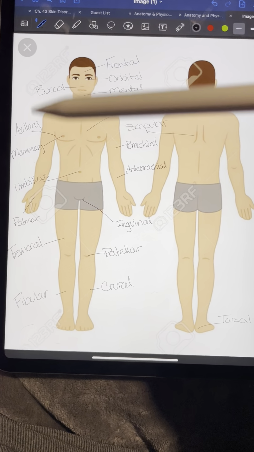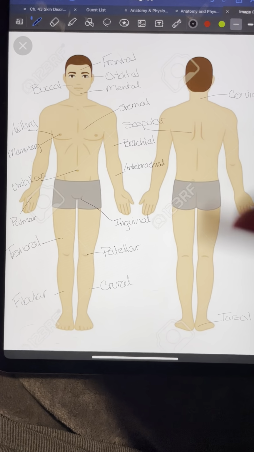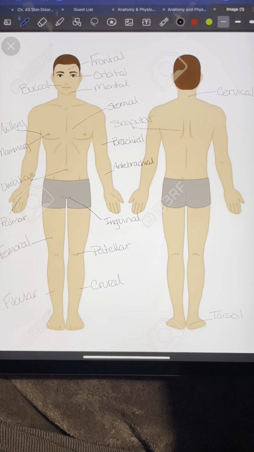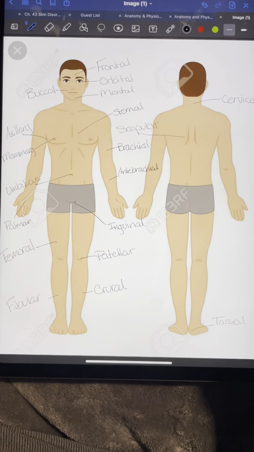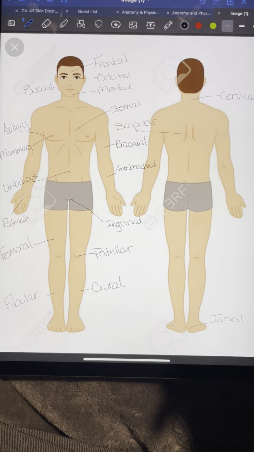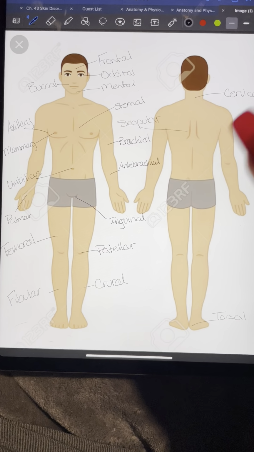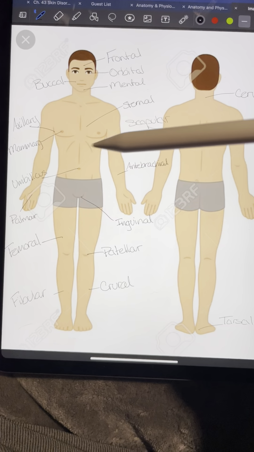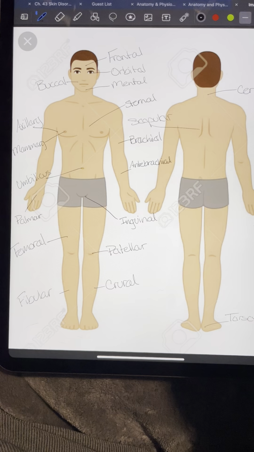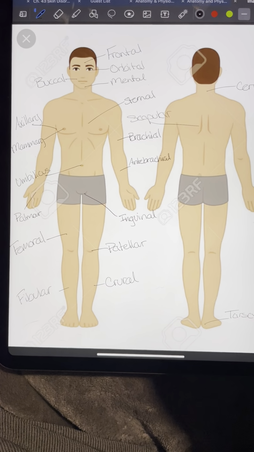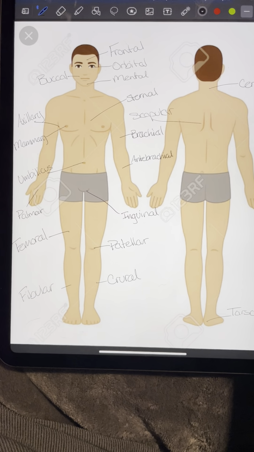After that, we have the mammary. A lot of people may think mammary gland, but it's actually the mammary region. The meaning in Latin comes from mama, which means breast. So the mammary region is actually part of the pectoral region. Next, you have the umbilicus, which is also classified as the navel. The navel is a major landmark that tells you where the four quadrants are located.